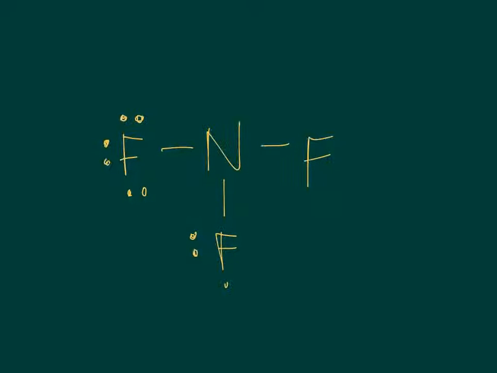So if we cleaned this totally up, our end product would look like this. Nitrogen bonded to fluorine, fluorine, fluorine, and then extra pairs on the outside. And so we used our 13 pairs of electrons. We checked for 8. Everybody was stable.